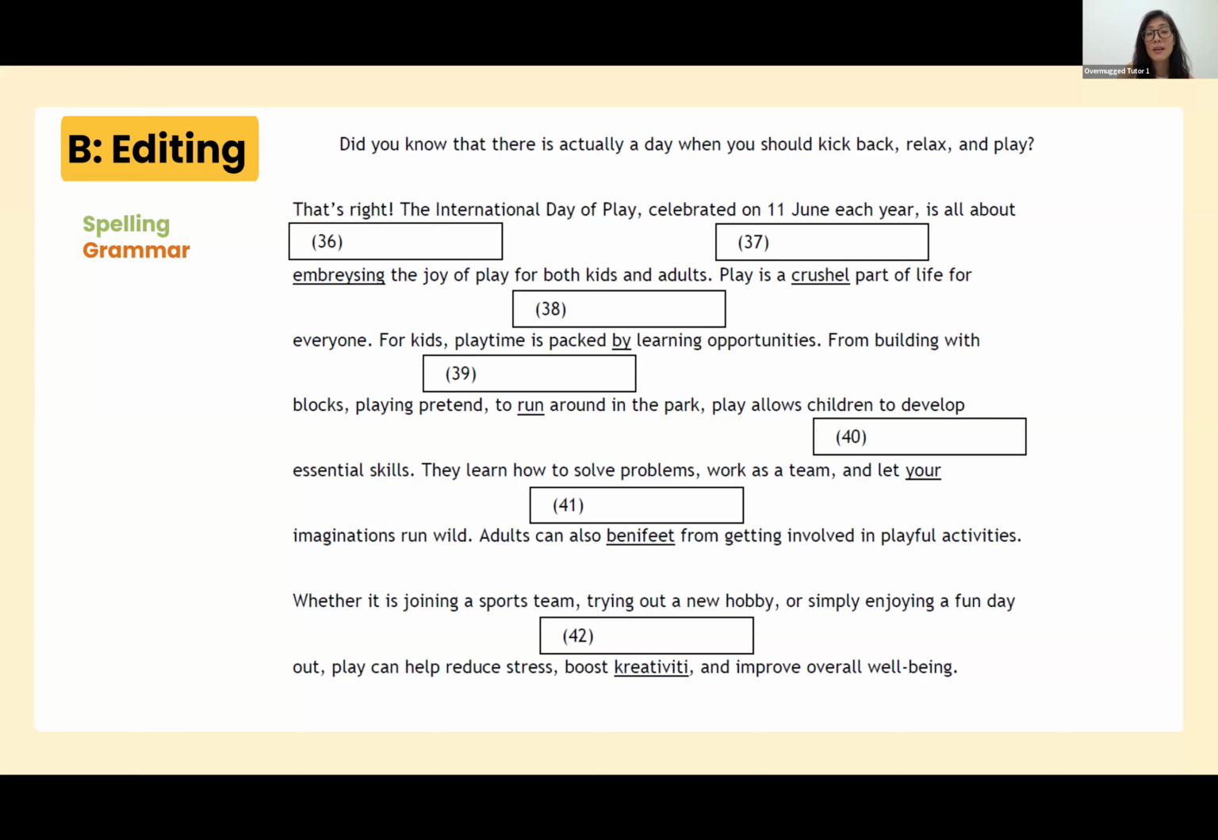Question 36 is a spelling word. You're embracing the joy of play. Question 37, play is crucial.